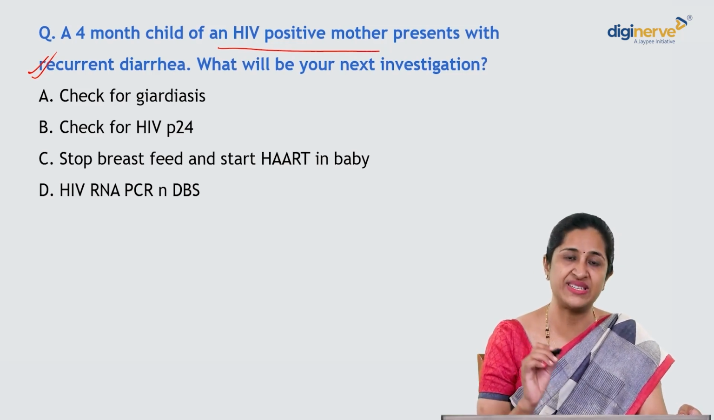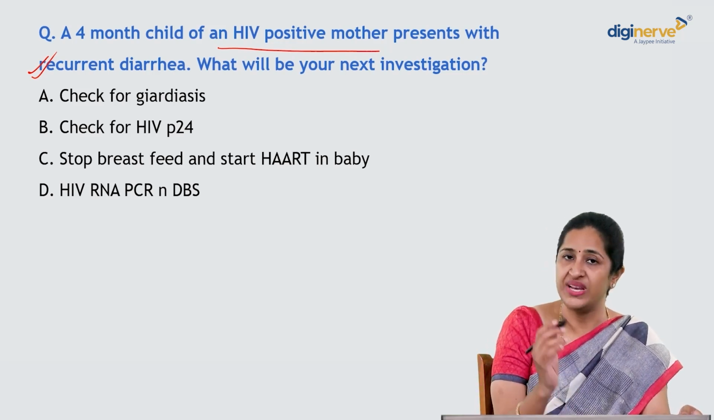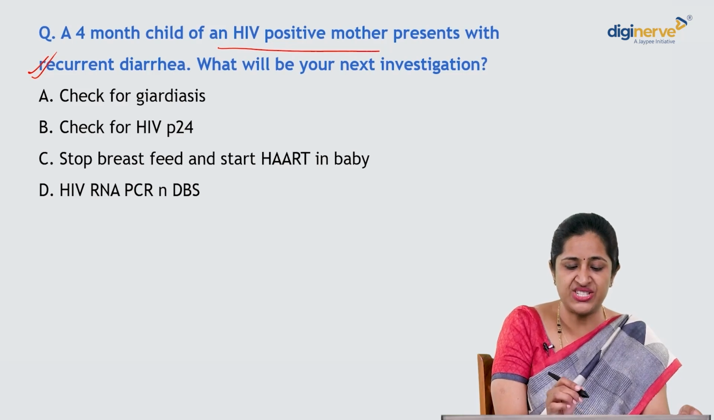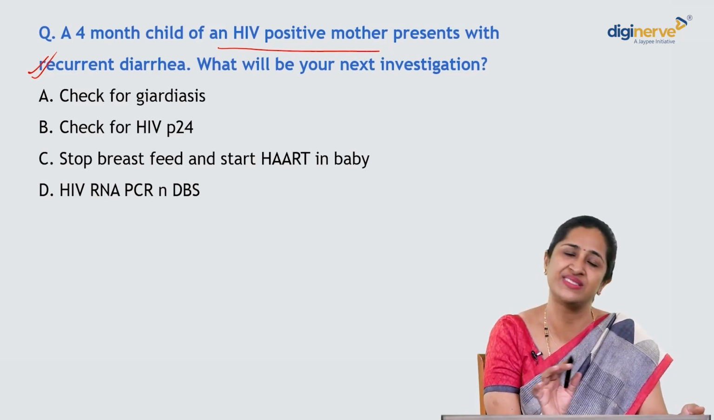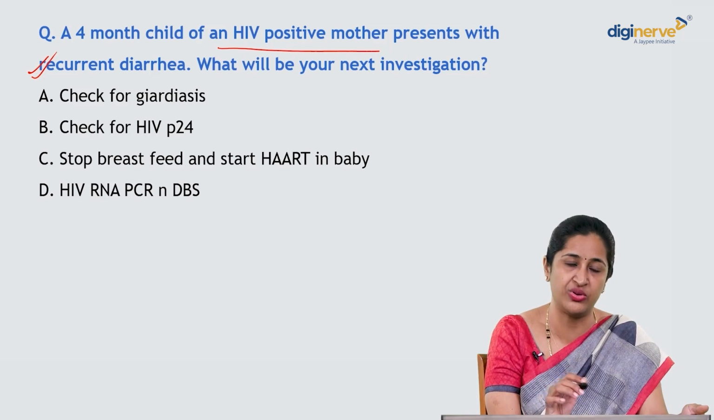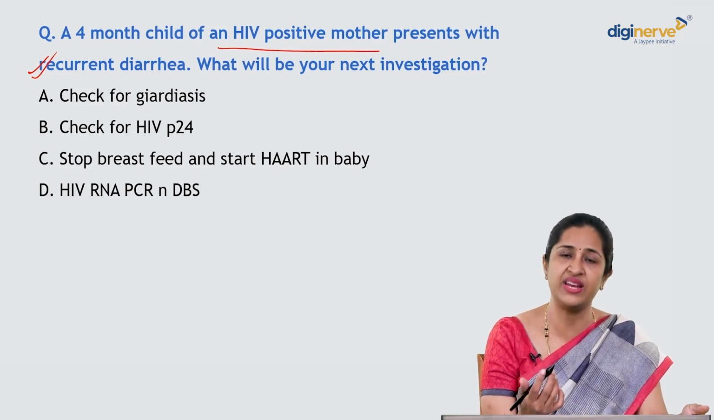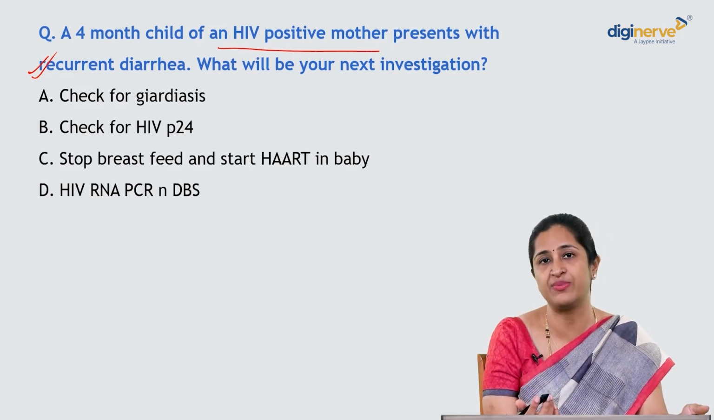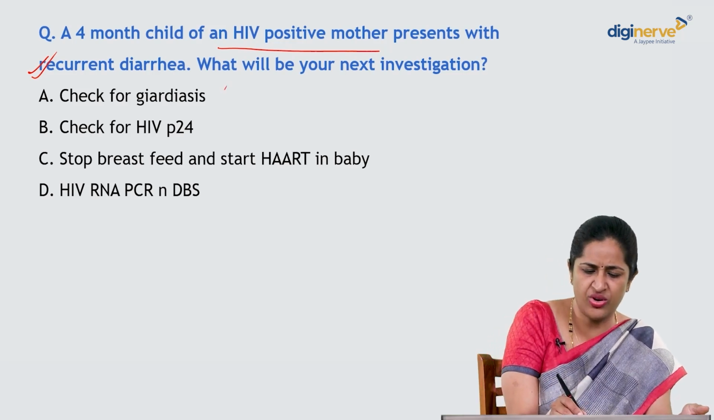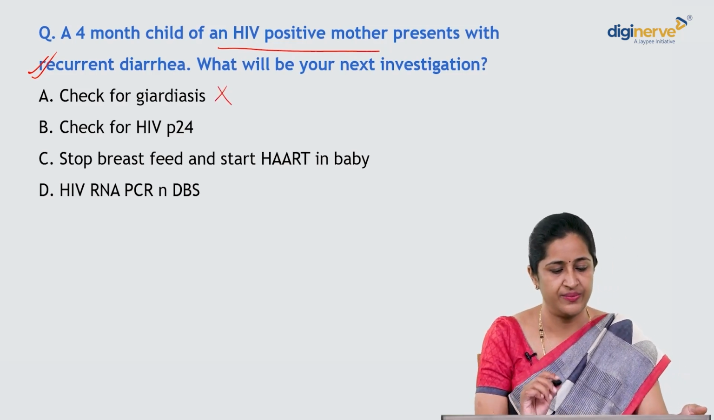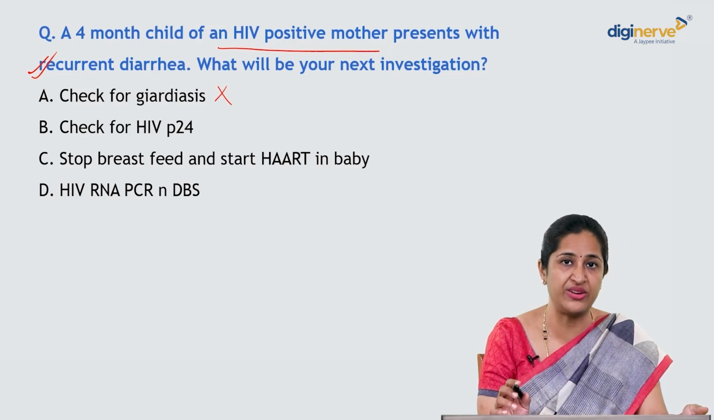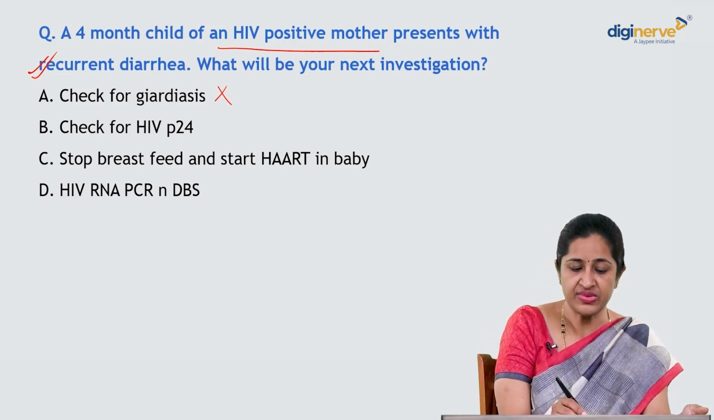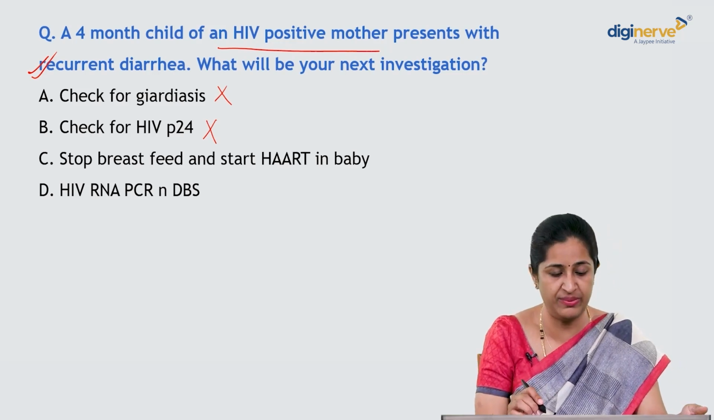So what will be your next investigation in this child? Well, let's look at the options. A, check for giardiasis. Giardiasis doesn't cause recurrent diarrhea in a 4-month-old. Giardiasis occurring in a 4-month-old, even in HIV positive state, is very, very rare. So we're not going to check for giardiasis. Check for HIV P24 antigen? No. There is no way to check for HIV P24 antigen in a 4-month-old baby.